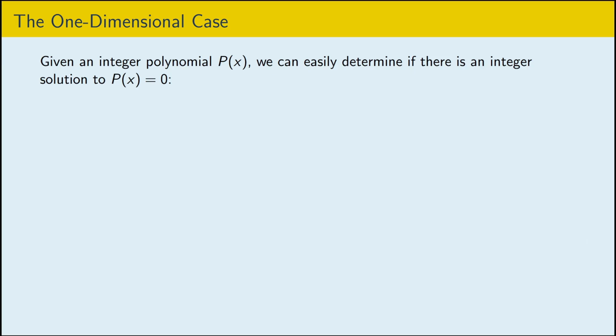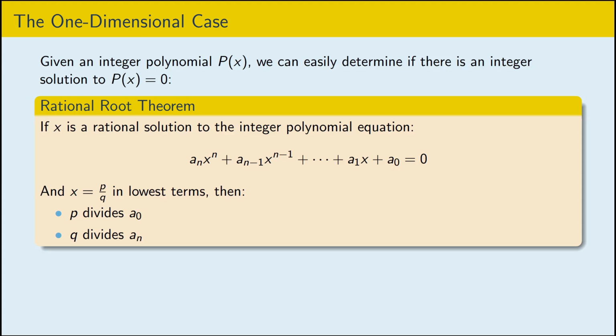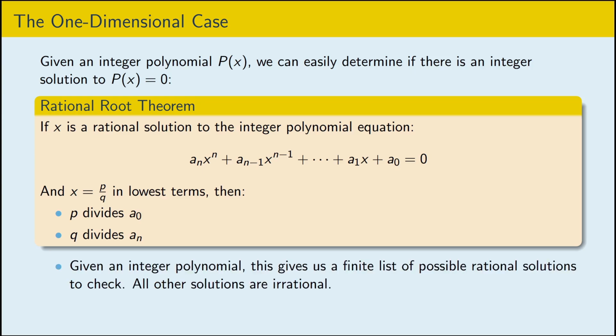If we have an integer polynomial p of x with only one variable, it's actually really easy to determine if it has an integer root. There are various techniques to do this, but my favorite is the rational root theorem. Specifically, if there's a rational root to some sort of single variable integer polynomial, then it must be of the form some factor of the constant term divided by some factor of the leading coefficient. For any integer polynomial with non-zero constant term, this gives us a finite list of possible solutions to check. The polynomial might have other irrational roots, but if it has a rational root, it must be of this form.